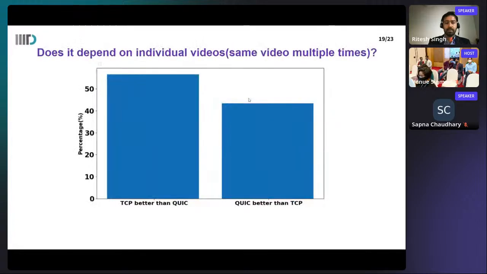The second question is: does it depend on individual videos? That is, every time the same video was played, does one particular protocol always perform better? We can clearly see from this graph that this is not the case, and hence we cannot conclude again.